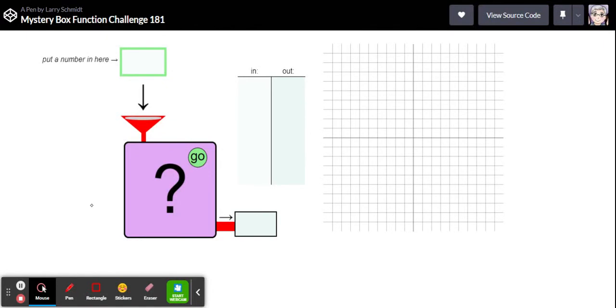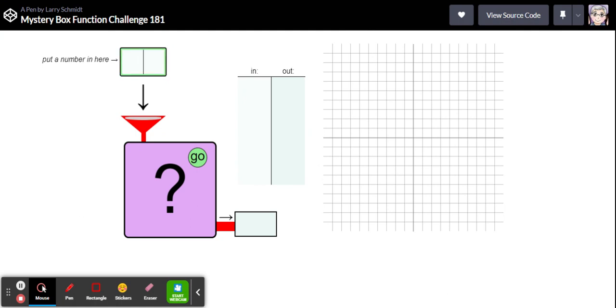Hello everybody and welcome to another Mystery Box Function Challenge. In the purple box there is some mystery math and your challenge is to figure out what it is. You can use the link in the description, try this out, and when you've got an idea come on back and see if we get the same thing.